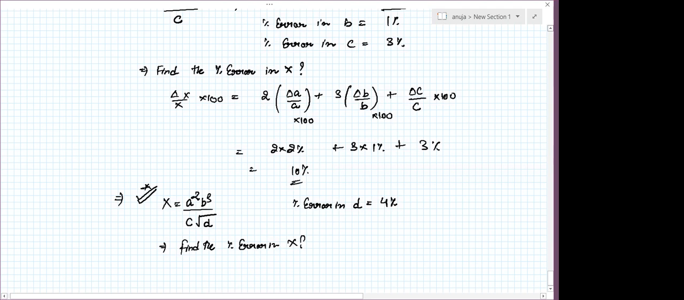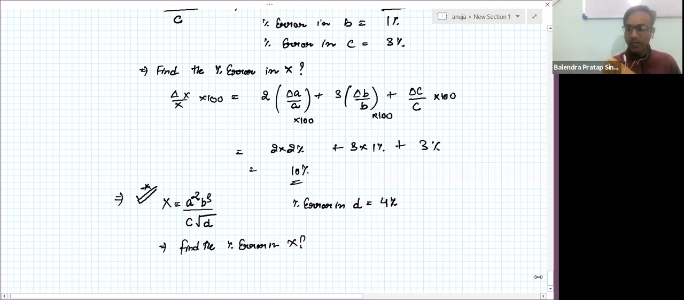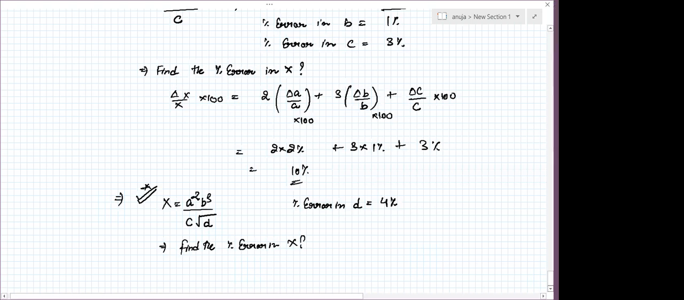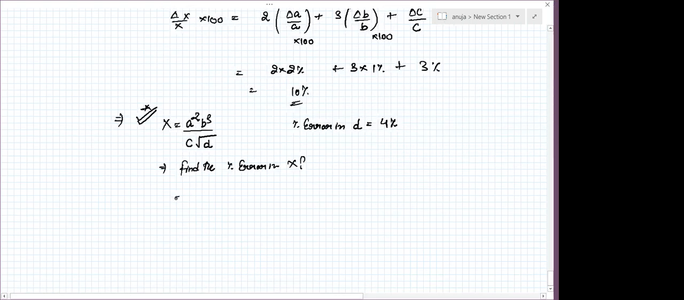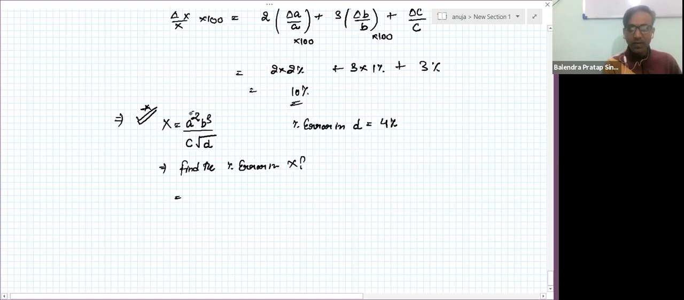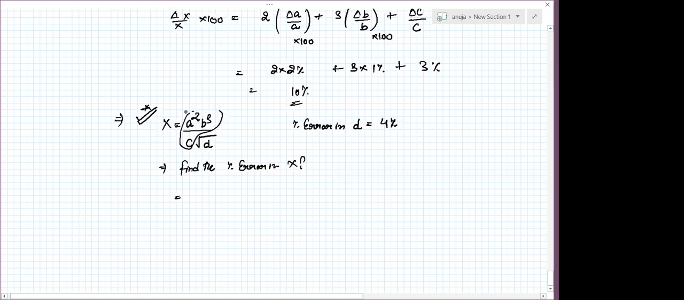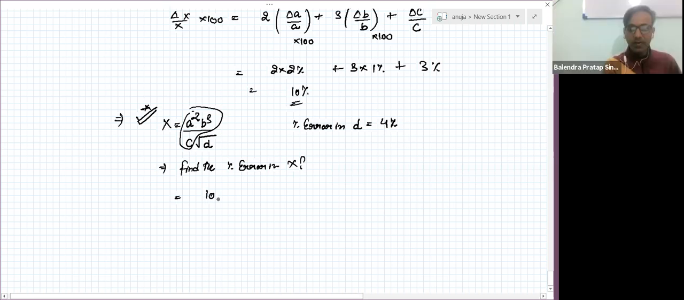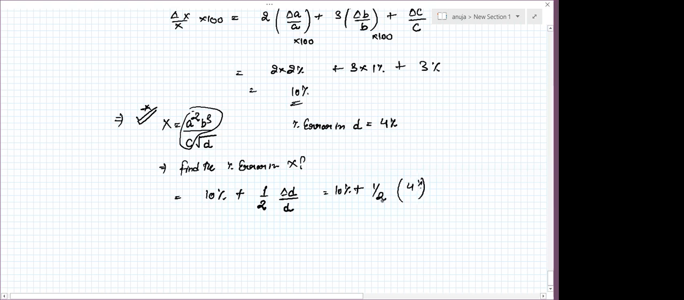Sir, the answer will be, I guess, 12%, because we'll add half. You just have to add half of the percentage. For a square b cube c you have calculated 10%, plus half of d into delta d upon d, that is half of 4%. So the answer is 12%.